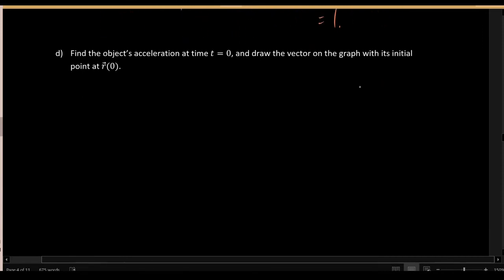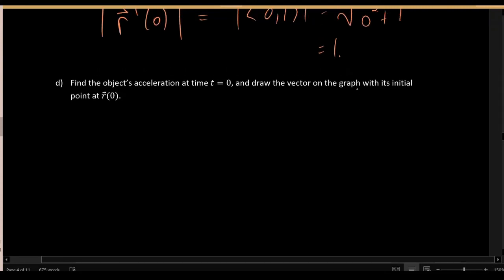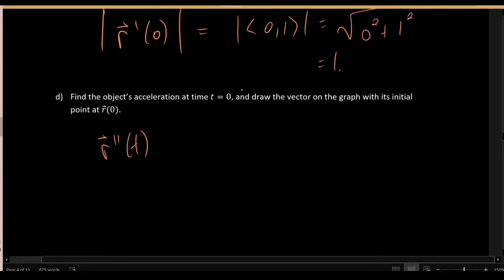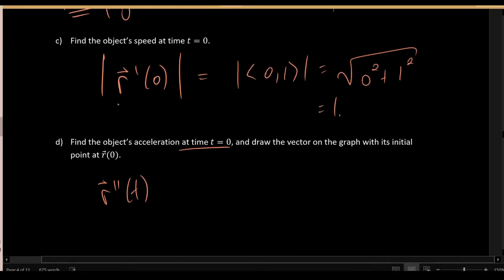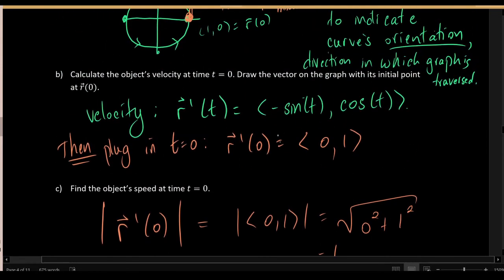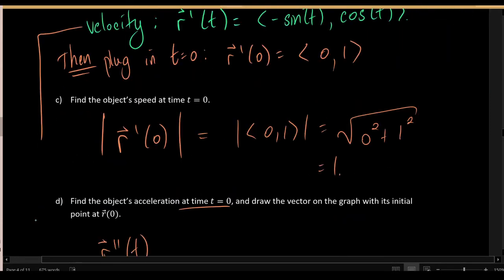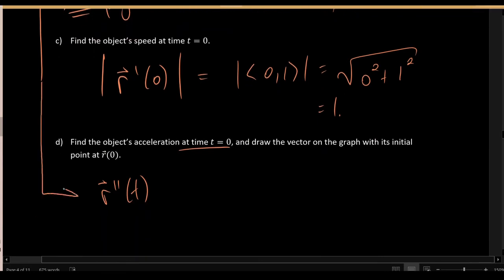Finally, acceleration. To find acceleration, we have to take the second derivative of position, which means we have to take the first derivative of the velocity vector. Now be careful, even though it's looking for the acceleration at time t equals 0, we have to take the second derivative of the velocity function before the 0 has been plugged in. As always, you can't plug in before taking the derivative, you have to plug in after taking a derivative.